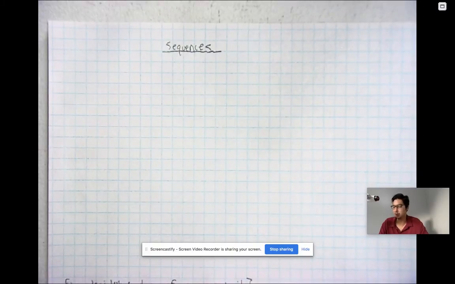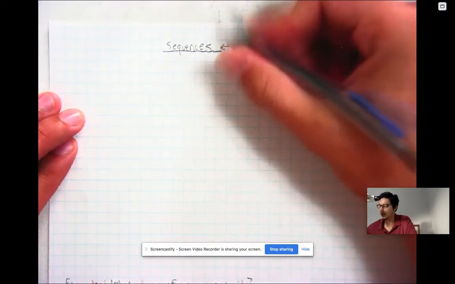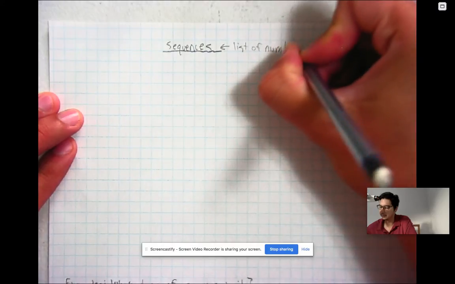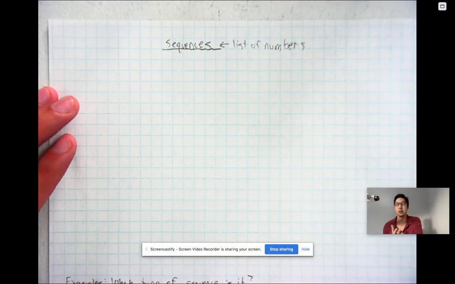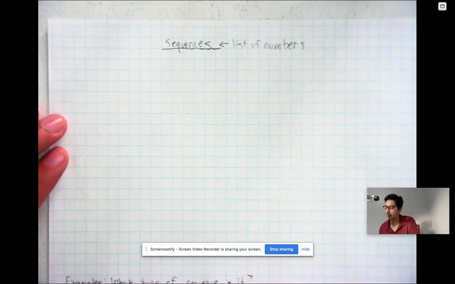Now we're going to apply this to a type of math called sequences. Now what is a sequence? A sequence is just a list of numbers. So we're just looking at numbers, and sequences come in handy if you ever look at computer programming, right? Computers recognize a lot of numbers and we make sense of that.